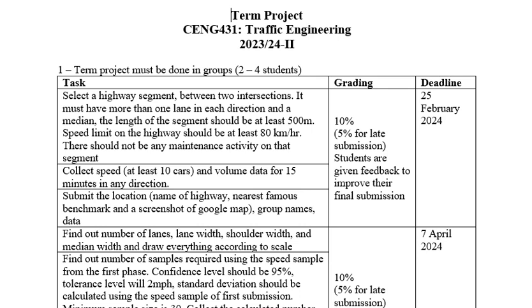No crossing should be there. The segment should be at least 500 meters long, and it should not have any maintenance work. It should have a median. It should have at least 2 lanes in each direction. And there should not be any maintenance activity happening on that segment right now.